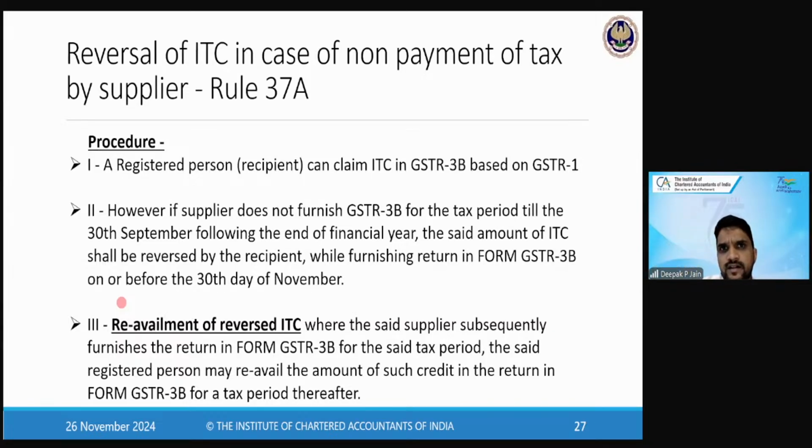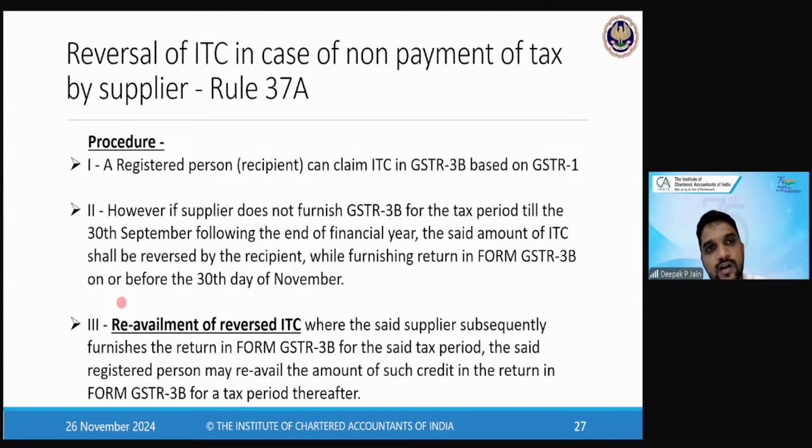I will get the credit with the condition that the supplier has paid the tax to the government. So the government is giving time to the supplier to file the returns at least by September. At least I'm saying, because if he files before that, no problem. But till September, if the supplier from whom you have taken the credit has not filed the returns, then you reverse the credit because it is your vendor. You have dealt with him. You have bought goods from him. Now you suffer. You reverse the credit. Okay? So you will reverse the credit.